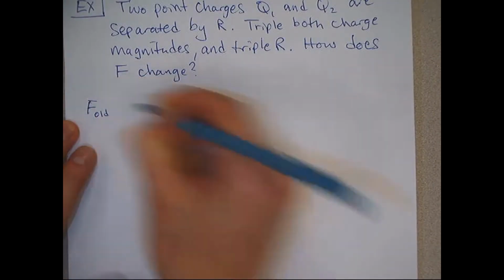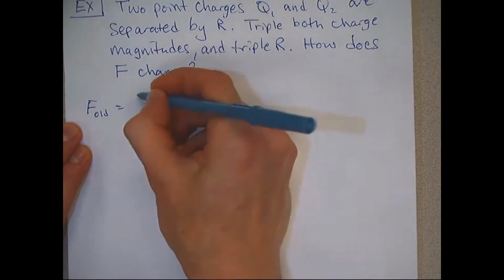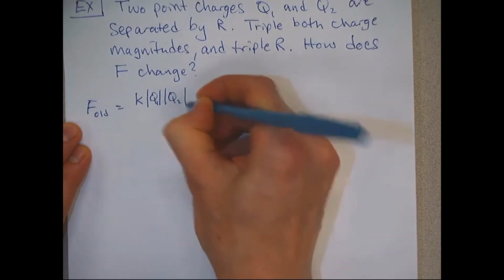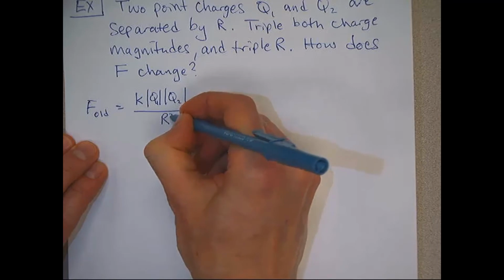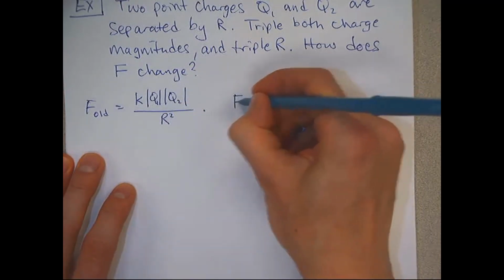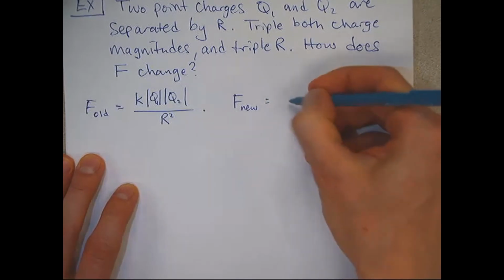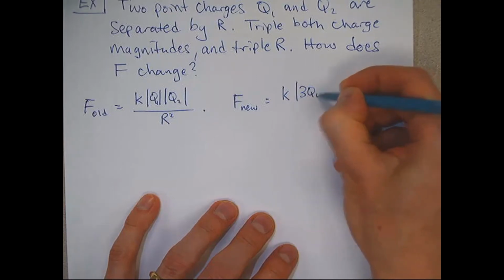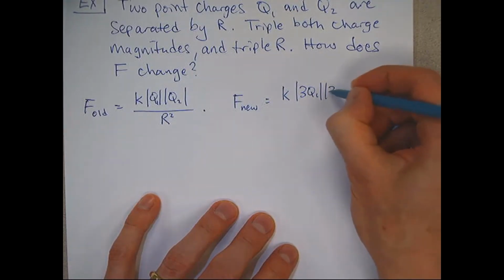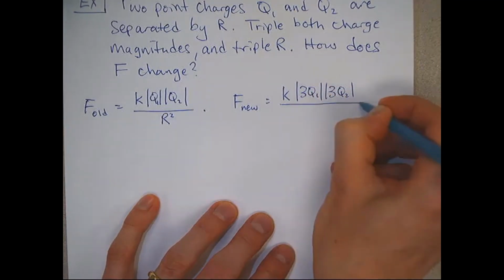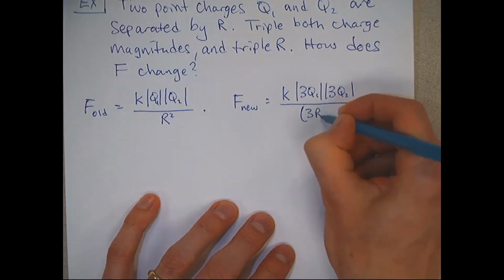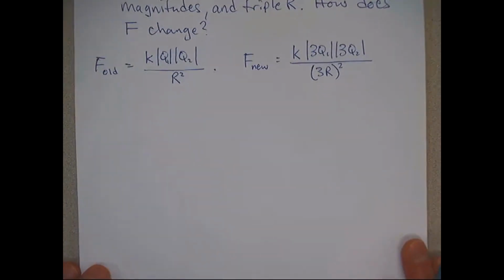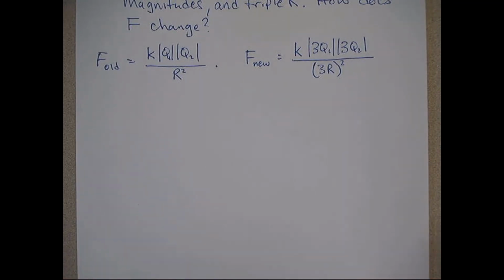Well, we could write out what was the original force, or what was the old force. It's K magnitude Q1, magnitude Q2, over capital R squared. The new force, after the changes take effect, has a magnitude K times 3Q1, absolute value 3Q2, divided by now a distance which is 3 times R. Be careful to square the new distance in full.